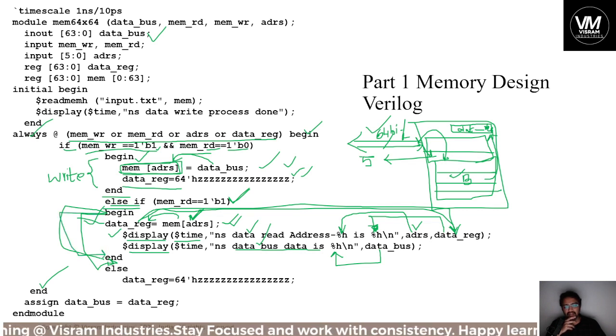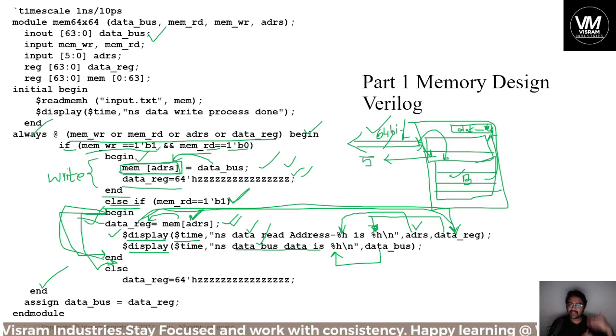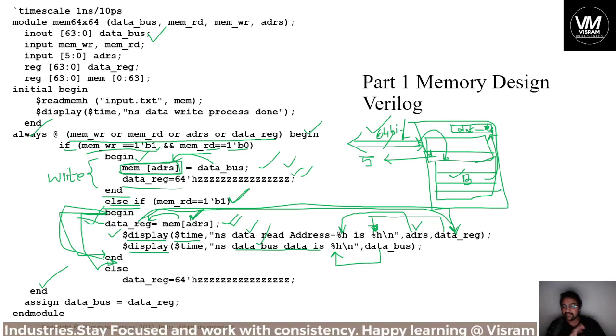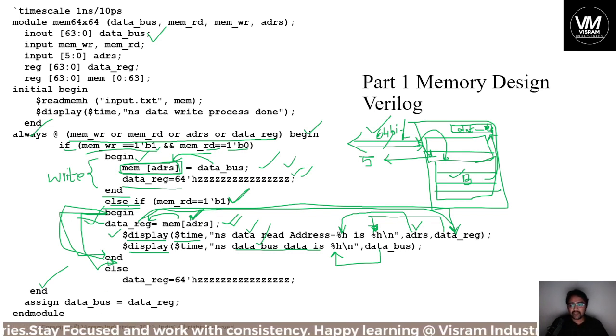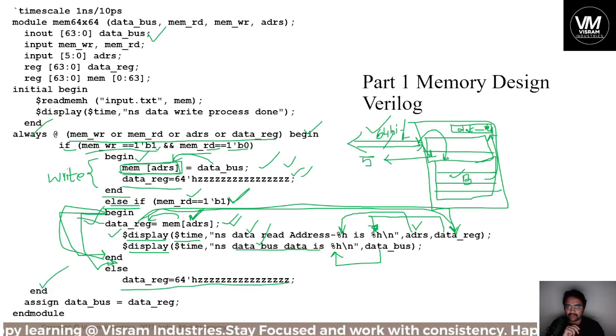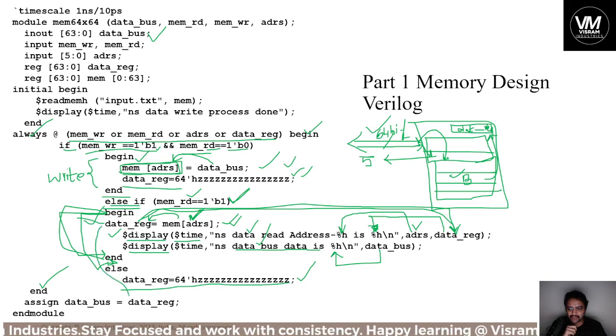Don't make the syntax error. When you write begin, write end, and in between both of them, write the statements. There will be no syntax error after that. Okay, this condition is also good. Else, we should have a default value called data register. Data register is 64 bit hexadecimal, and whatever the data register value is, that can be shown in the data bus.